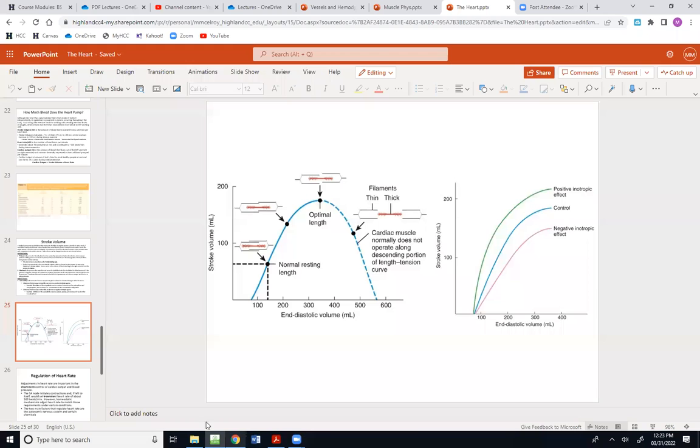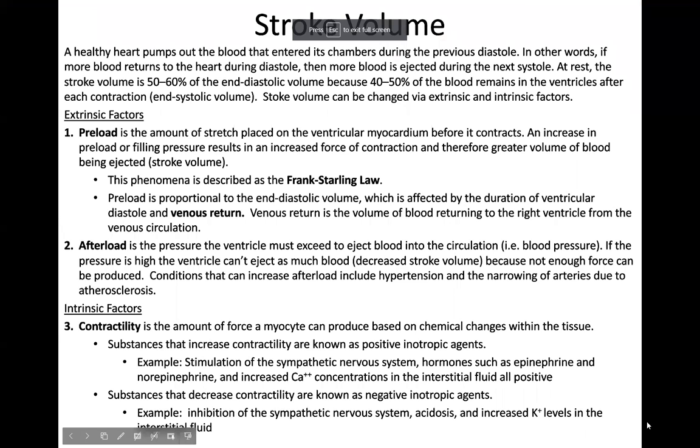Now, how can we increase preload? By getting more blood back to the heart. It is proportional to the end diastolic volume, which is affected by the duration of ventricular diastole and venous return. So what is venous return? Well, this is something we're going to talk more about in the next lecture. It's the return of blood back to the heart. It's the volume of blood returning to the right ventricle from our venous circulation.